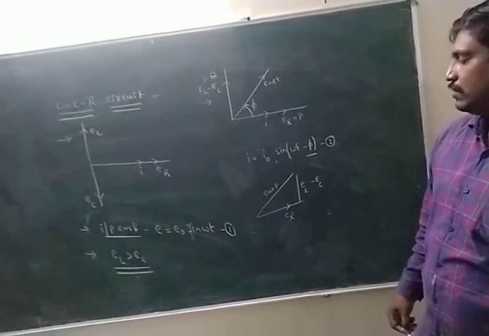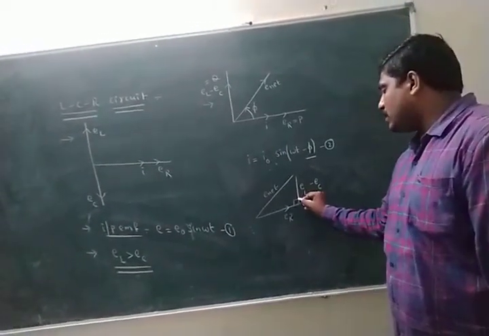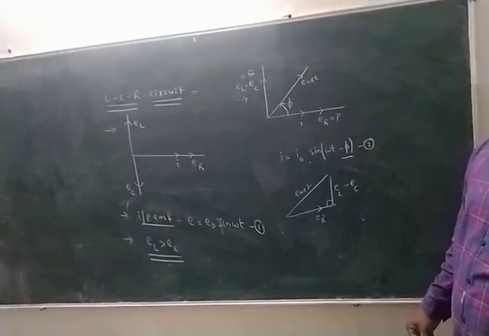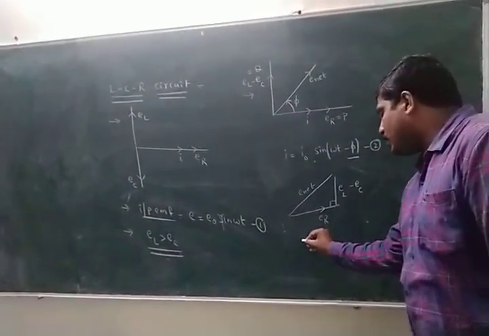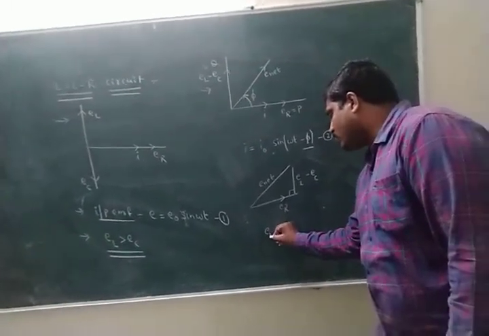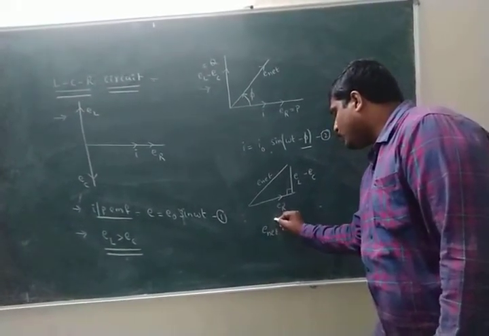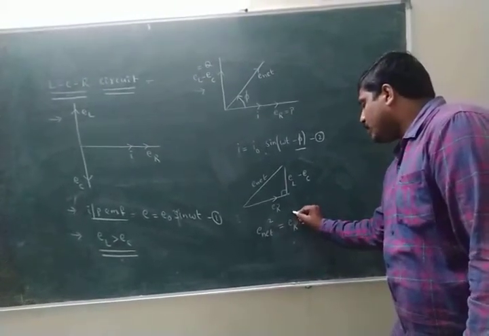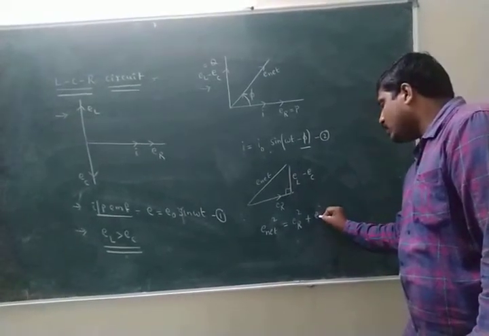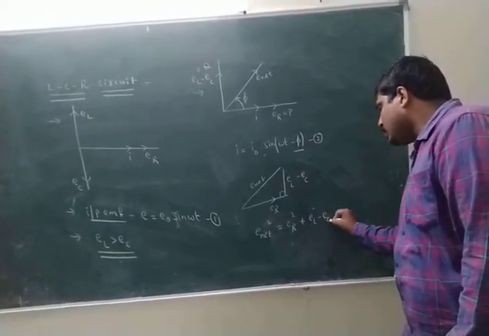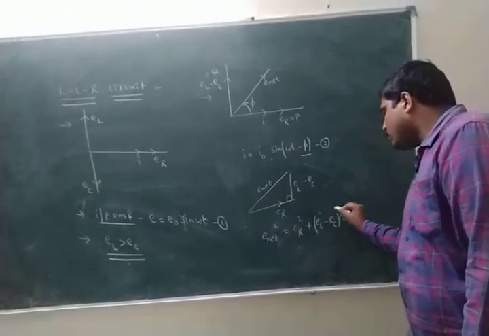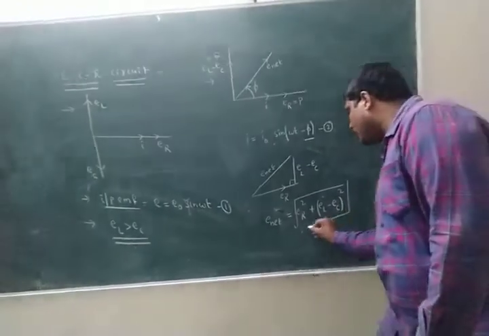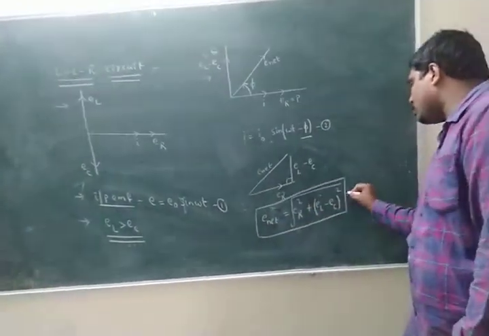Okay, look here. This is called a right angle triangle. Which theorem is applicable? Pythagoras theorem. What is the Pythagoras theorem? Hypotenuse square equal to side square plus side square. Look here now. EL minus EC whole square. Here the square is written as under root. Equation number 3.